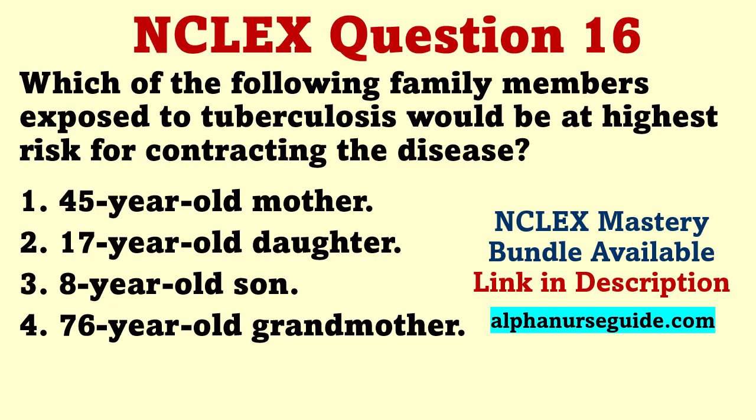The correct answer is 4. Elderly persons are believed to be at higher risk for contracting tuberculosis because of decreased immunocompetence. Other high-risk populations in the United States and Canada include the urban poor, clients with acquired immunodeficiency syndrome, and minority groups.